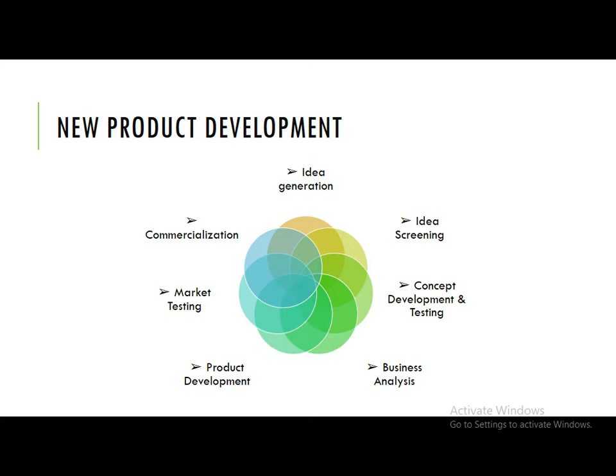New product development process is the process by which the product idea gets generated, not only generated but assessed, then directed and converted into products. There are seven stages in the process of new product development. These seven stages are idea generation, idea screening, concept development and testing, business analysis, product development, market testing, and commercialization.